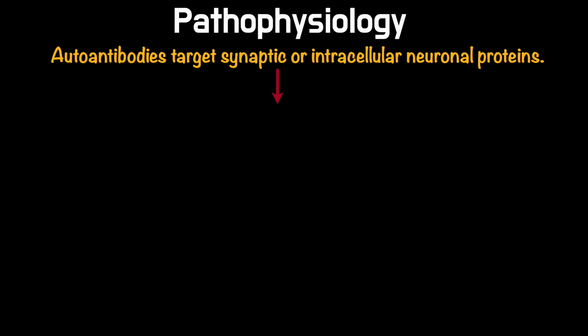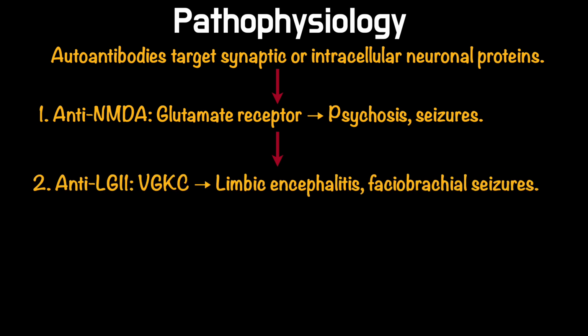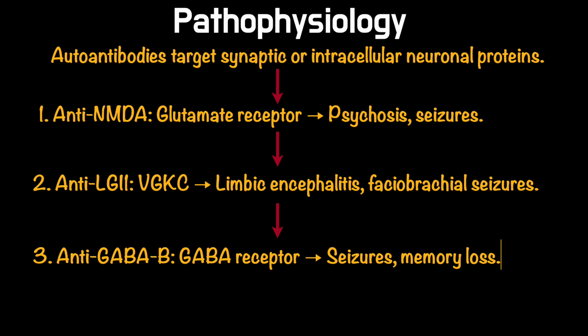Talking about them in detail, autoantibodies target synaptic or intracellular neuronal proteins. The first autoantibody here is anti-NMDA, which affects the glutamate receptor, causing psychosis or seizures. The other one is anti-LGI2 (VGKC) antibodies, which affect the limbic system, causing limbic encephalitis and faciobrachial seizures. And the third one is anti-GABA B, which affects the GABA receptor, causing seizures and memory loss.